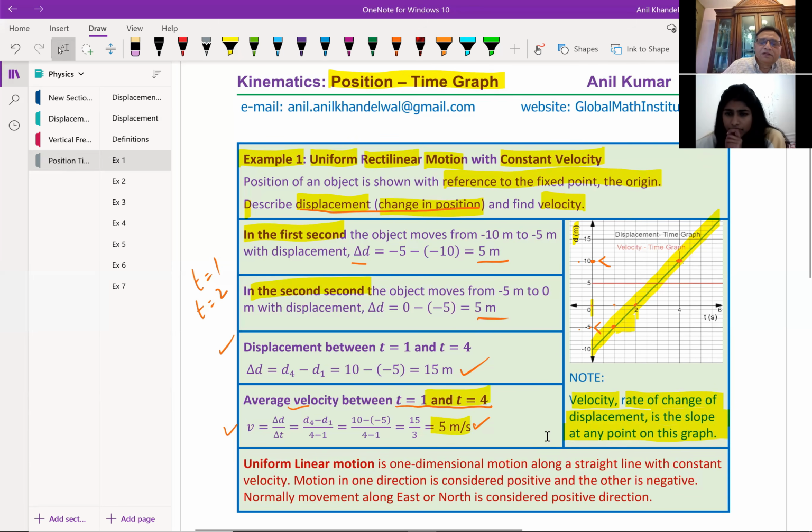So, as mentioned here, you can see that. Can you please read this part? Uniform linear motion is one-dimensional motion along a straight line with a constant velocity. Motion in one direction is considered positive and the other is negative. Normally, movement along east or north is considered positive direction.